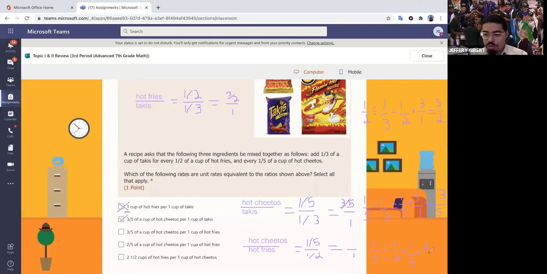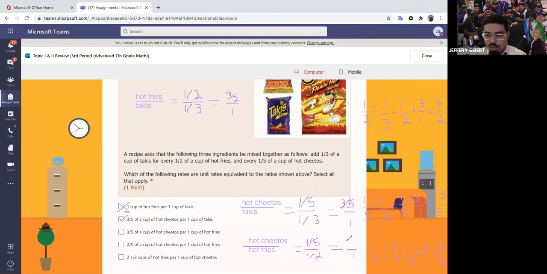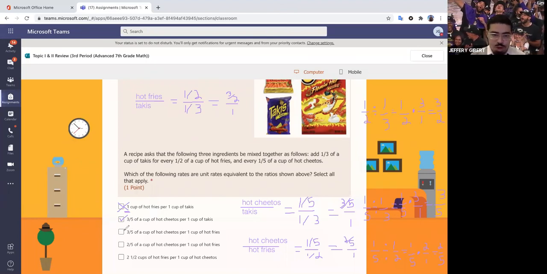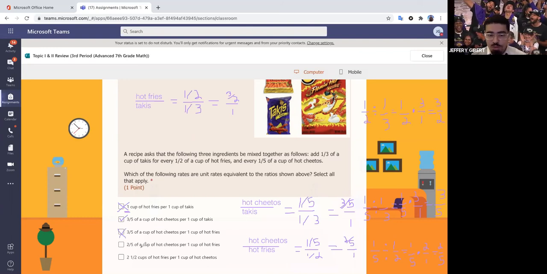So 1 times 2 is 2, and 5 times 1 is 5. We got 2/5. So that means there's 2/5 hot Cheetos for every 1 hot fry. So this says 3/5 hot Cheetos for every 1 hot fry. So this one's wrong. This one says 2/5 for every 1. So this one is correct.